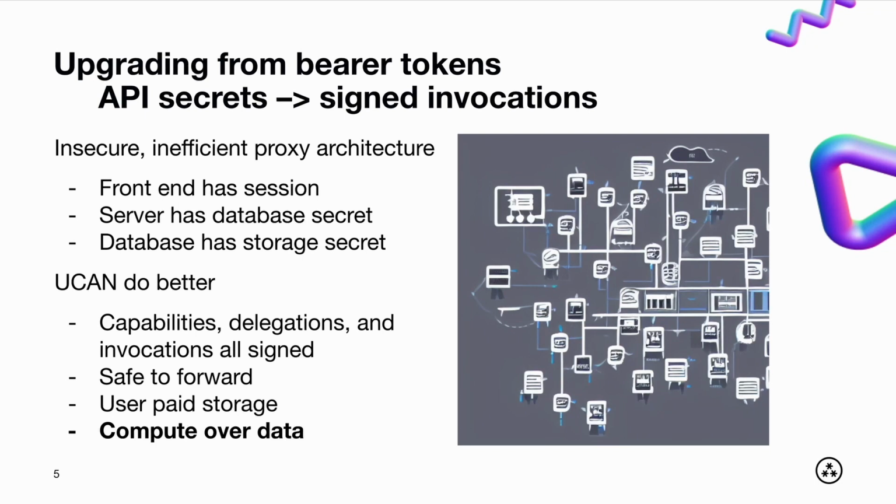So there's this new standard called UCAN, which is better because everything is signed by the user. So it's a capability model where your granted capabilities, you could delegate them to your other devices, to your friends, and then anyone who issues an invocation signs that, which means everything is safe to forward. And that gives you all kinds of cool properties.